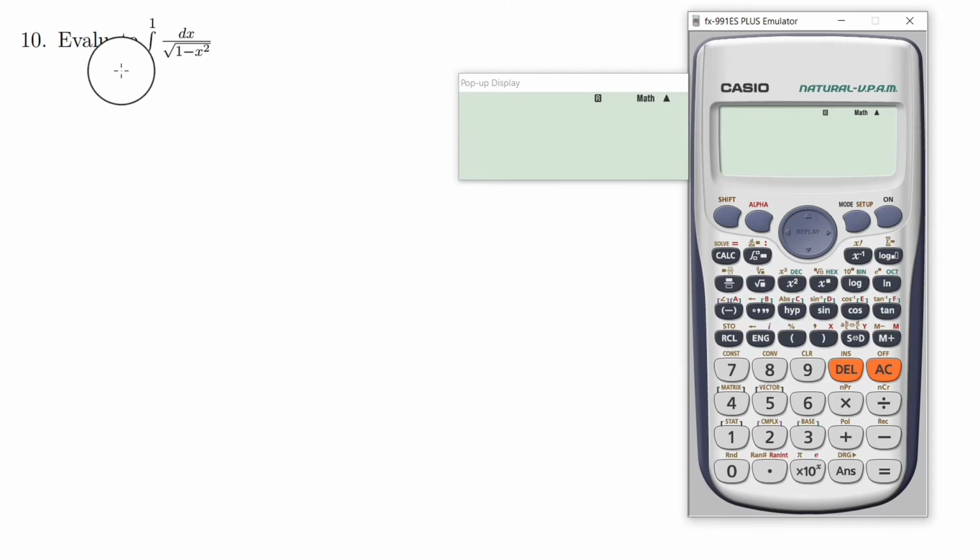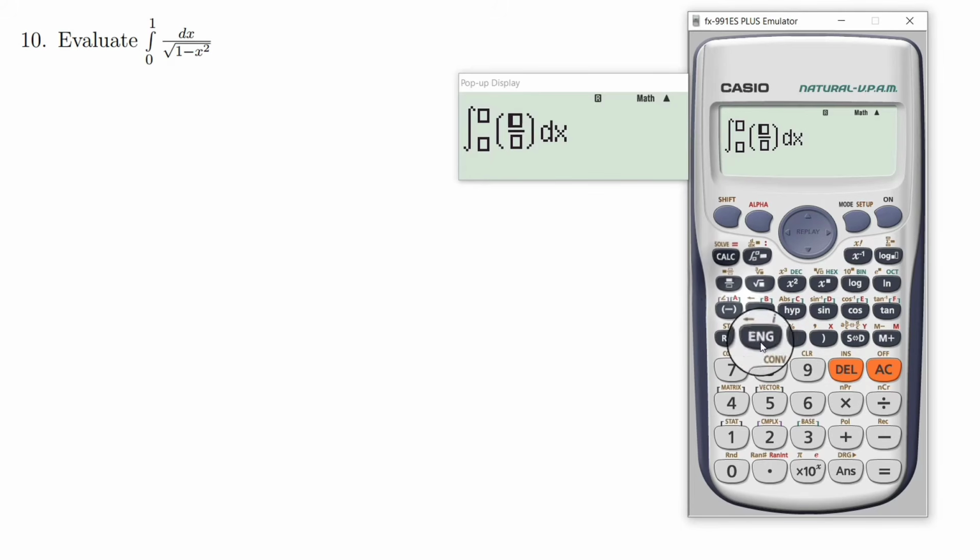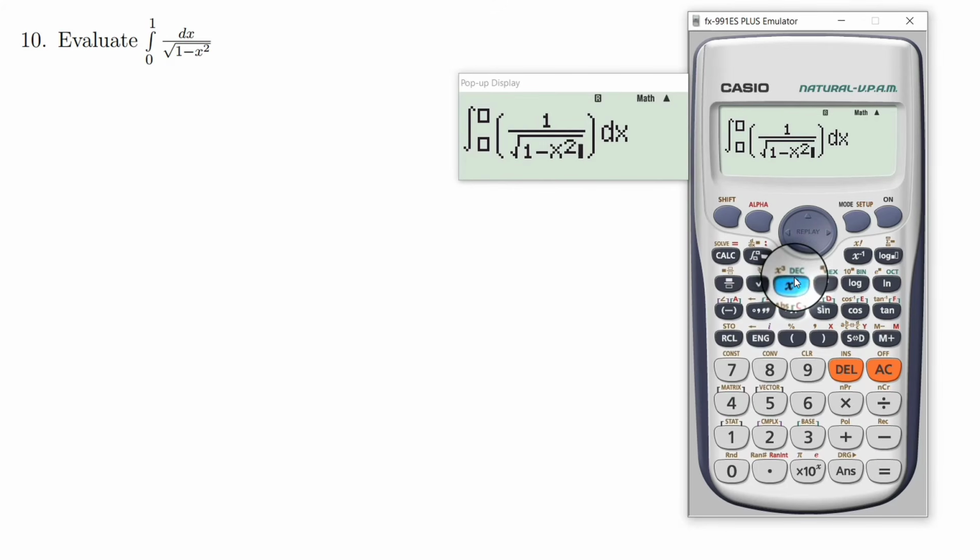So here we want to evaluate the integral from 0 to 1 of dx over square root of 1 minus x squared. Alright, so here let's put in our integral. We open and close the brackets, then we have 1 divided by square root of 1 minus alphabet x squared. Then we put in our lower limit, then we put in our upper limit. Now let's see whether this will give us the answer.